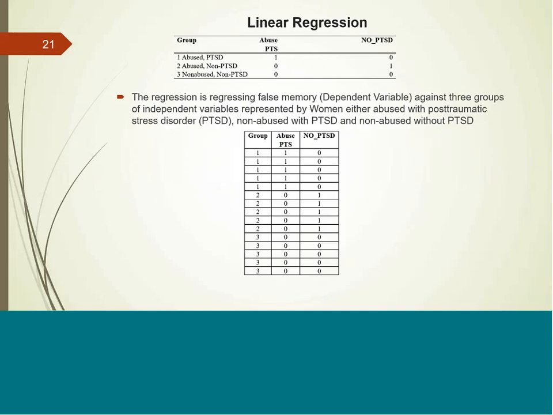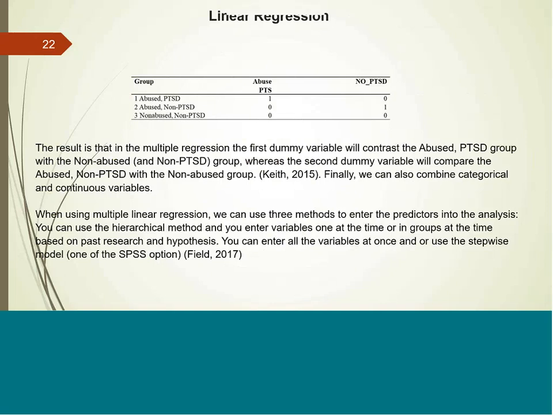This regression is regressing false memory, that's the dependent variable, against 3 groups of independent variables, represented by women either abused with post-traumatic stress disorder, PTSD, non-abused with PTSD, and non-abused without PTSD, 3 groups. But we only need 2 dummy variables. And I think it's going to be better to see on the next slide, right here.